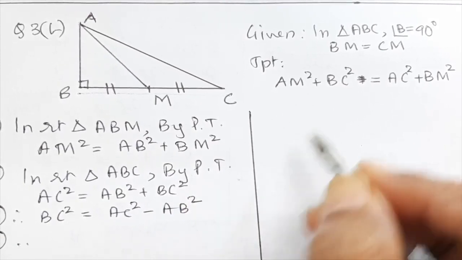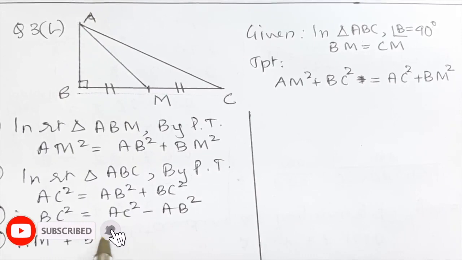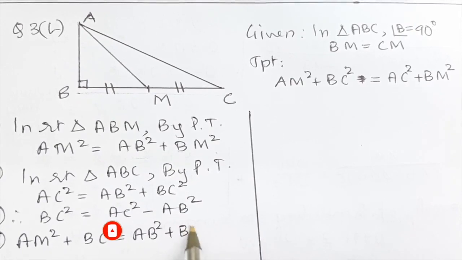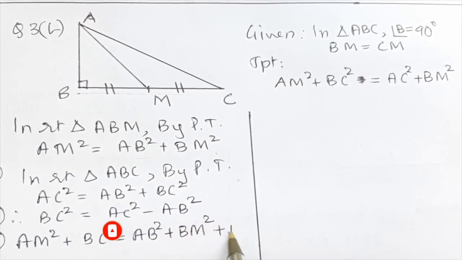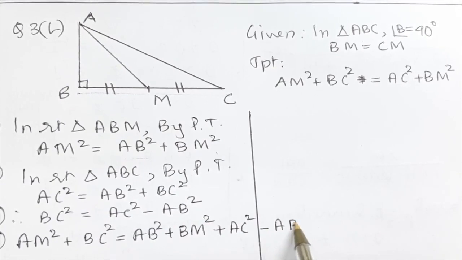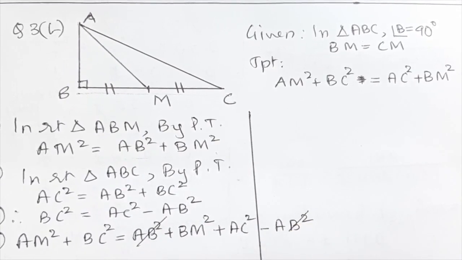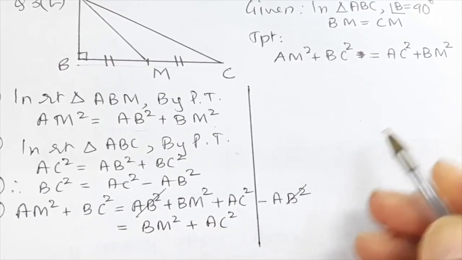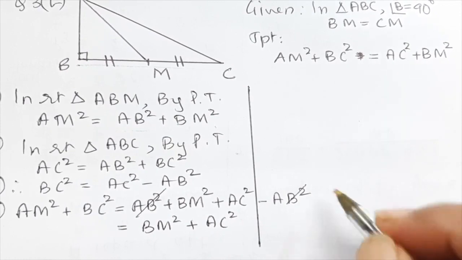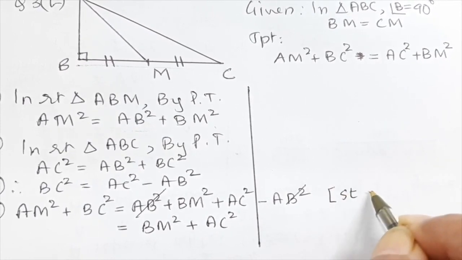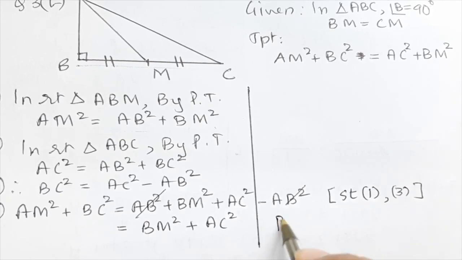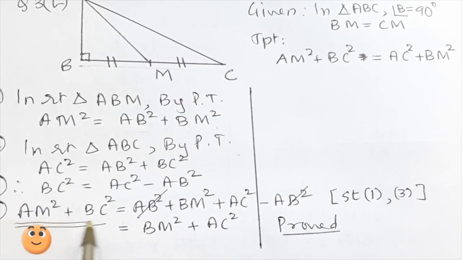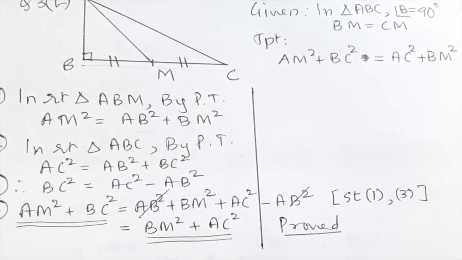Statement number 4, we will take AM square plus BC square will be equal to AM is AB square plus BM square, plus BC is plus AC square minus AB square. Which is equal to BM square plus AC square. Isn't that what we needed here? So this will be from statement 1 and 3, and this is where we say we proved AM square plus BC square is equal to BM square plus AC square.